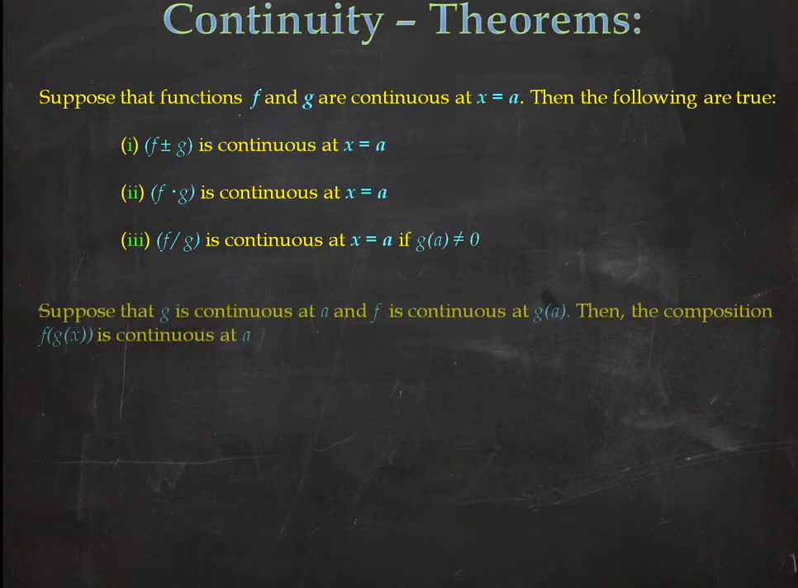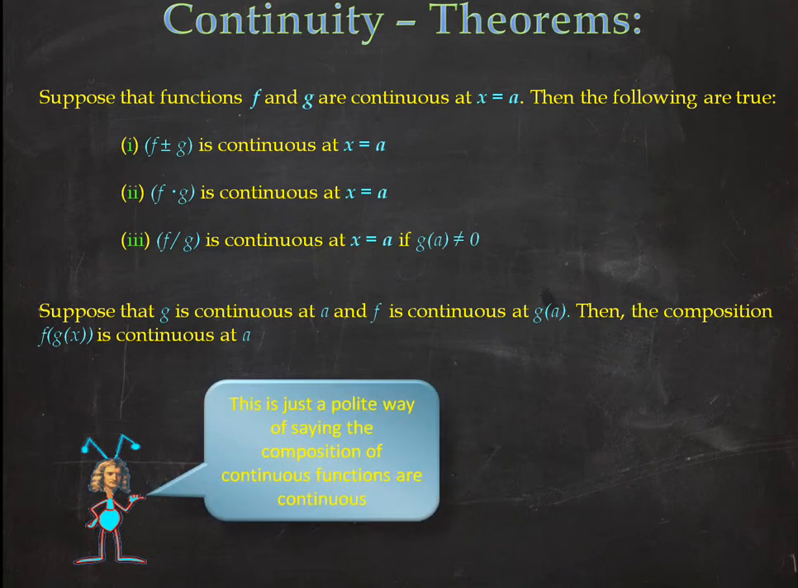Another theorem that's very, very useful is that suppose that you have a function g that is continuous at a and another function f that is continuous at g of a, then the composition of these two functions, that is f of g of x, is also continuous at a. This can be easily said this way: if you have two continuous functions, then the composition of these two continuous functions is continuous.